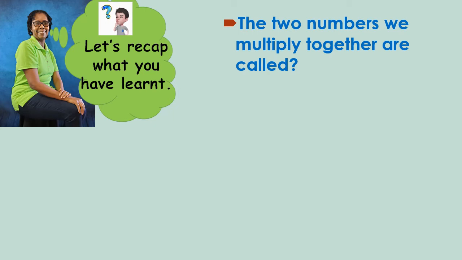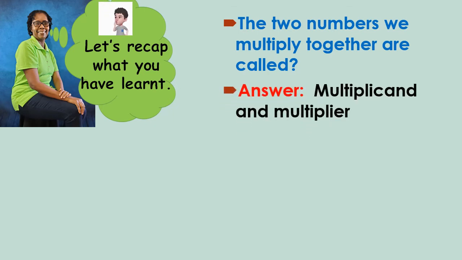All right, let's see what I have. So the answer is they are called multiplicand and multiplier. But guess what? There is another name that we can call them. Anybody remember that name? Very good. If you had said factor, you are indeed correct, because they can also be called factors.